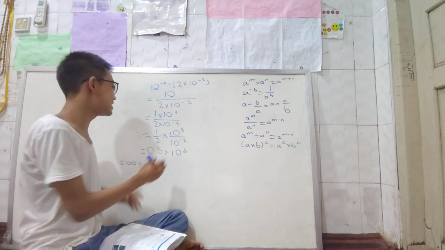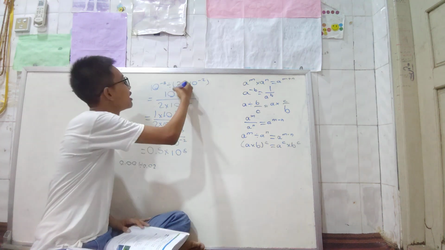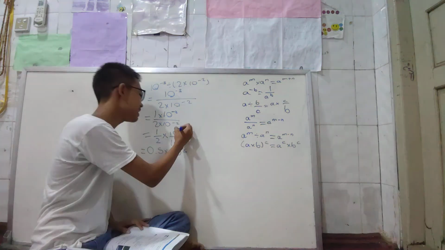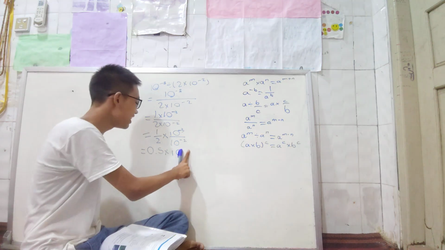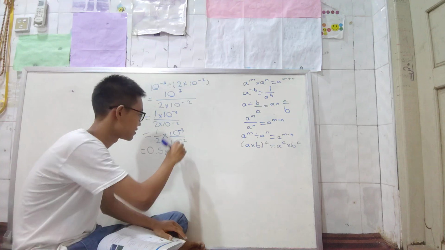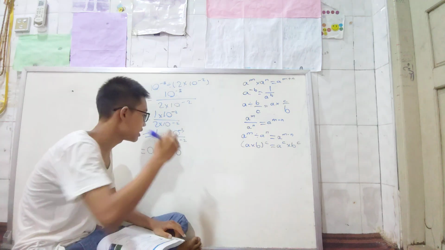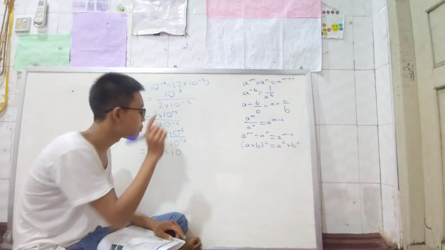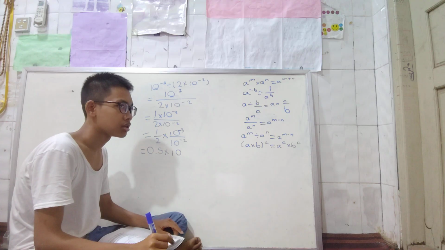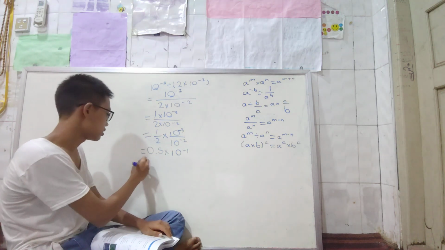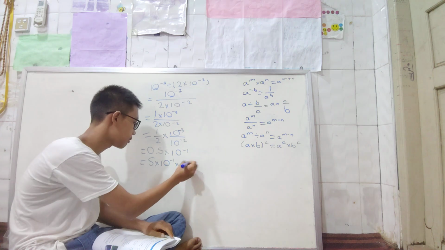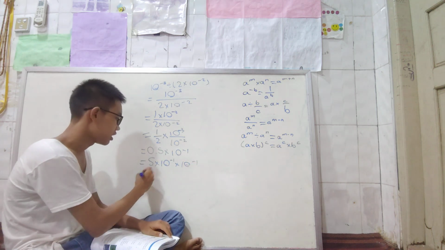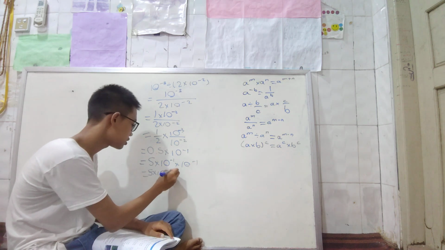Oh, I made a mistake. That's not about, that's about minus 3, bro. Minus 3. I almost got it wrong. What an embarrassing mistake. So, minus 3 minus 2 is minus 3 plus 2. That's going to be minus 1. So, that's going to be 5 times 10 to the power minus 1 times 10 to the power minus 1. Just take this as a standard form. Okay. So, 5 times 10 to the power minus 2.